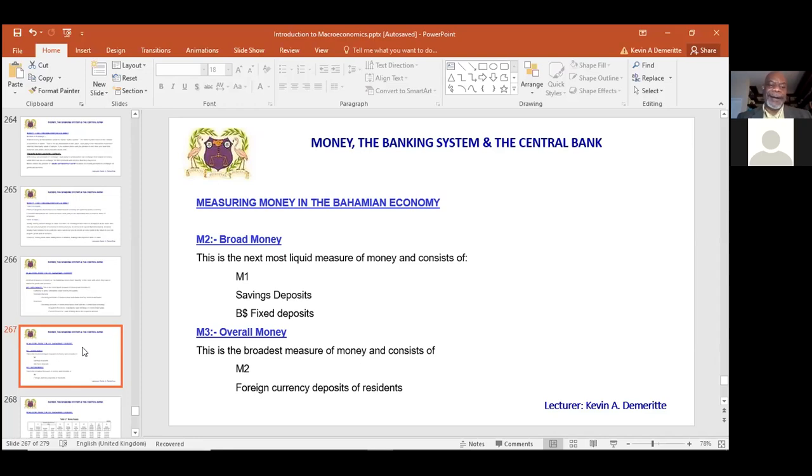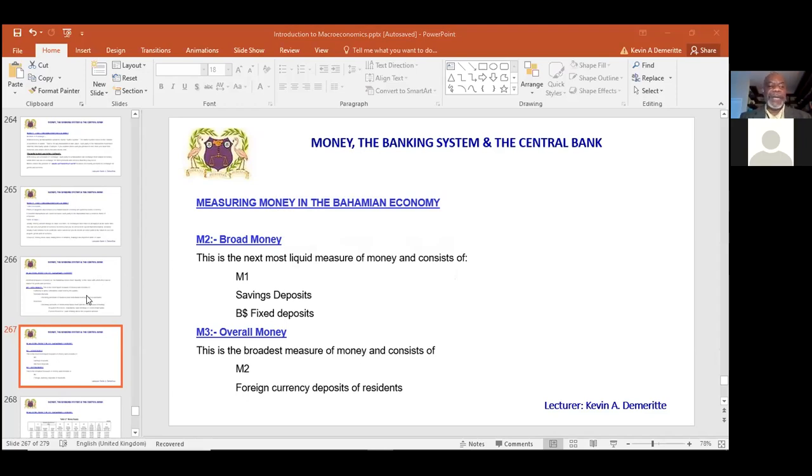Those are still liquid, but nowhere near as liquid as broad money or base money, because let's say you are a resident, you have a foreign currency account, you cannot spend that foreign currency. You have to convert that to Bahamian dollars before you can spend that. So clearly, it's a much more involved process. It's still relatively quick, but nowhere near as easy as broad money and nowhere near as easy as base money.